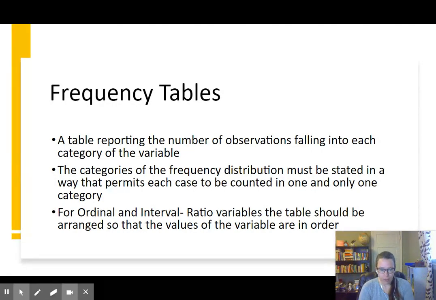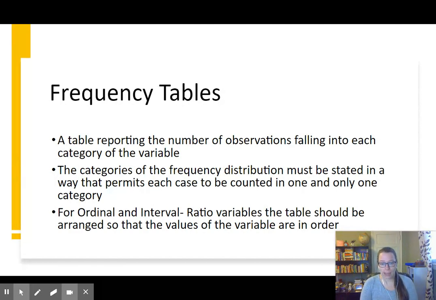The categories of the frequency distribution must be stated in a way that permits each case to be counted in one and only one category. And this also blends in with our question design and the way that we set up our variable responses, the type of answers that people can give us, because we want to make sure that we don't have any overlap. For ordinal and interval ratio variables, this table should be arranged so that the values of the variable are in order, right?